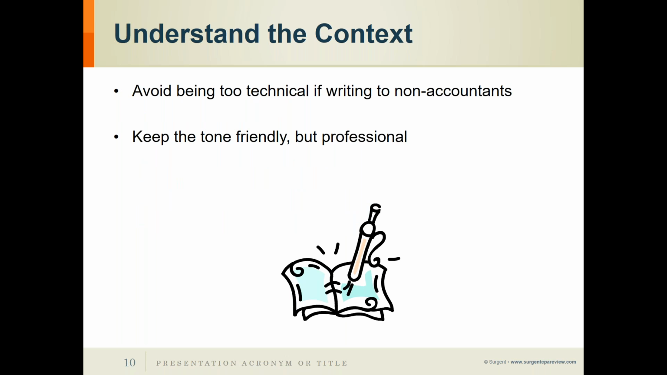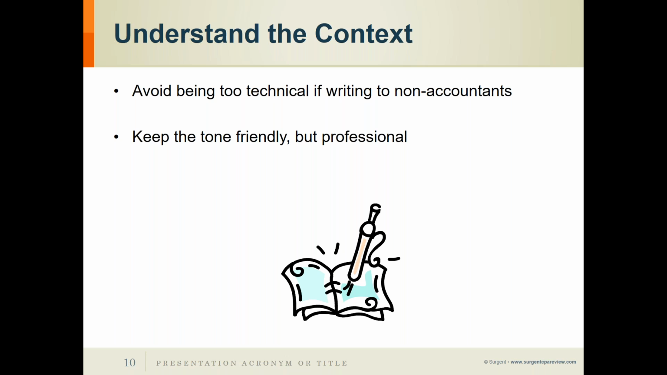Avoid being too technical. It goes back to who you are writing to. If you're writing to somebody who is not an accountant, isn't in that profession, you want to make sure that you're not being too technical in your writing. You want to make sure that you're writing for the appropriate audience. That may mean that you need to define some things in your response. You need to clarify some of your statements so that they understand exactly what it is that you're trying to communicate.